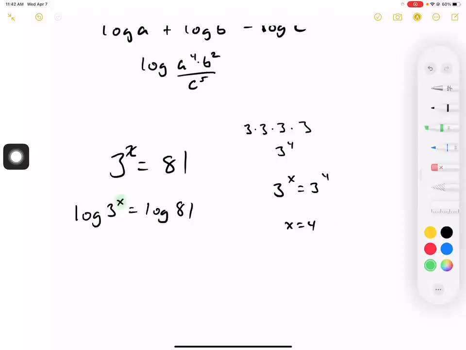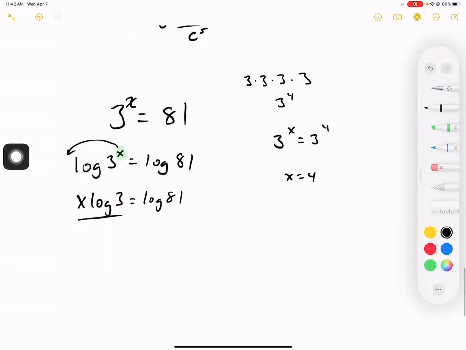So here's what logs do. What do we say logs do to exponents on top? Where do they move them to? It moves them to the front. x log of 3 is equal to log of 81. Now log 3 is just a number, it's not some random variable. So we can divide both sides by log of 3. x equals log of 81 divided by log of 3. If you have a calculator nearby, if you type log 81 divided by log 3, it will actually give you the exact number 4. So we just worked on a tool of solving for exponents, something that we were not able to do before.